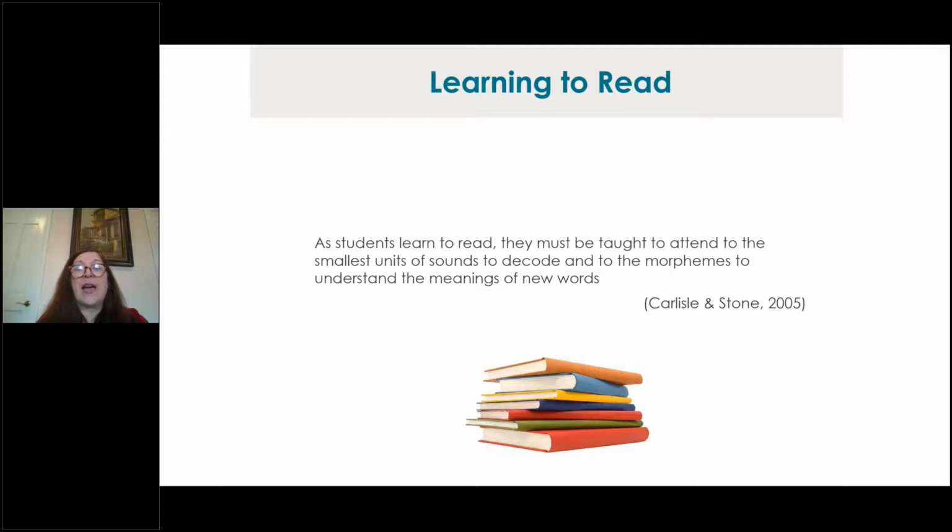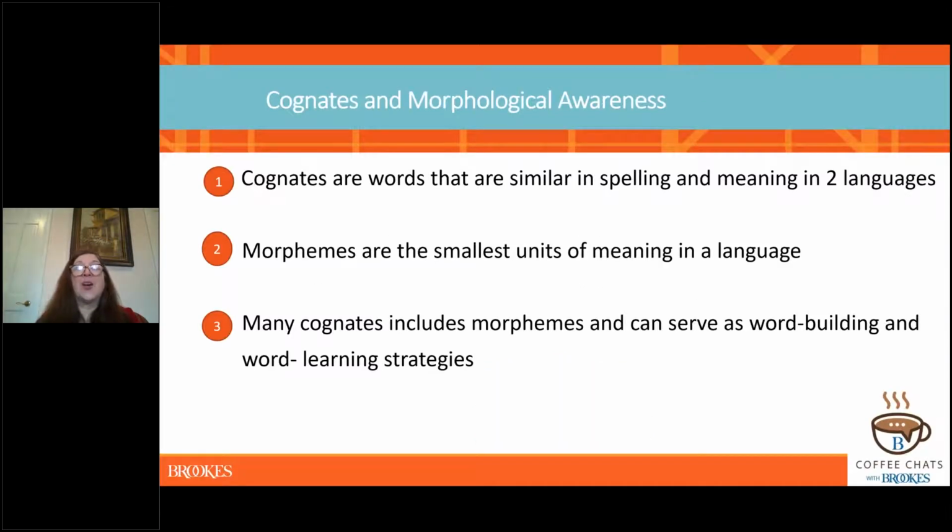And we know that word learning strategies such as morphological awareness are very important for vocabulary building. As students learn to read, they have to be taught to attend to the smallest units of sounds in order to decode, but they have to know those morphemes to understand the meanings of new words. And as we look at the morphemes, it's very interesting to see that cognates are words that are similar in spelling and meaning across the languages. And a lot of times the cognates will have morphemes within them. So those morphemes are the small units of meaning in a language.